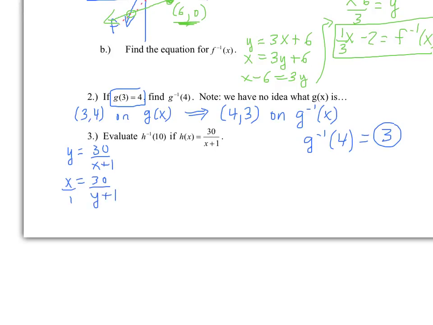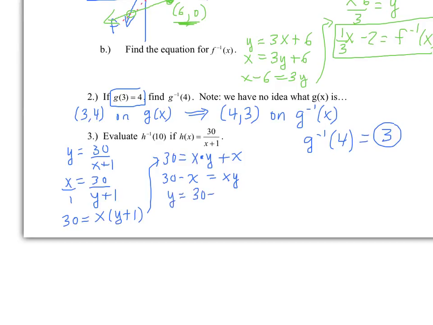So if I put this over 1, I'm going to cross multiply. We're going to have 30 equals x times the quantity y plus 1. From there, 30 is equal to x times y plus x. Remember, our goal is to solve for y. So I'm going to subtract over that x. So 30 minus x would equal x times y. And then y would equal 30 minus x all over x.